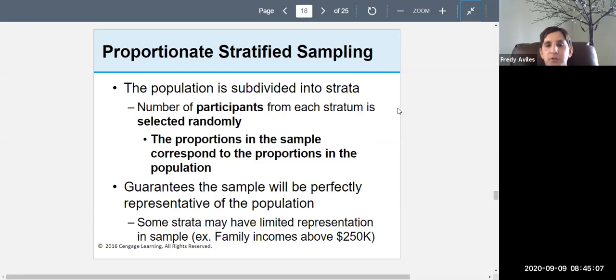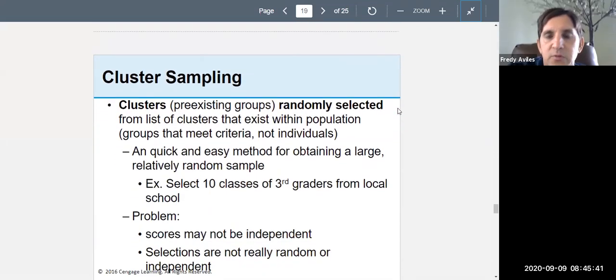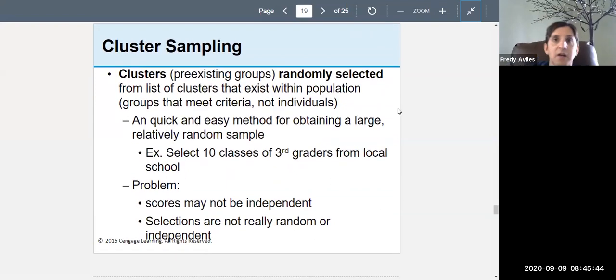Okay, so it has to be proportionate. This is proportionate stratified sampling. That guarantees the sample will be perfectly representative of the population. So you have representation, but it is also proportionate. It's perfectly representative. So some strata may have limited representation. That's a problem, right? Families with income above 250,000 will be represented, but they only make up a small percentage of the population. So therefore, there's only a small number of them in the sample. That's the way you need to have it if you want proportionate stratified sampling. They don't make up a large percentage of the population, so therefore they shouldn't have a large voice.